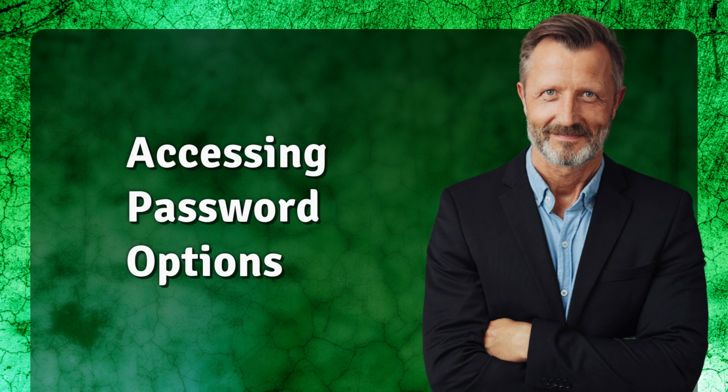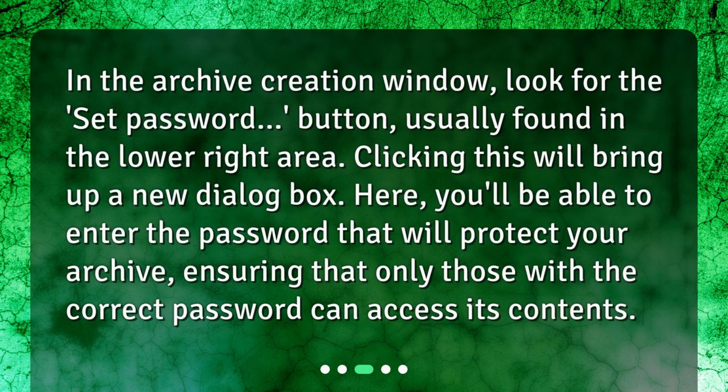Accessing password options. In the Archive Creation window, look for the Set Password button, usually found in the lower right area. Clicking this will bring up a new dialog box. Here, you'll be able to enter the password that will protect your archive, ensuring that only those with the correct password can access its contents.